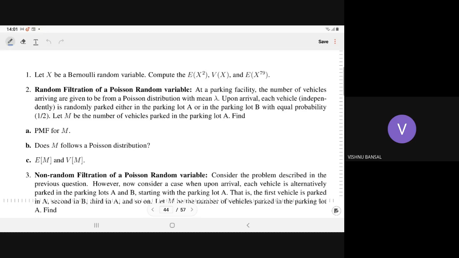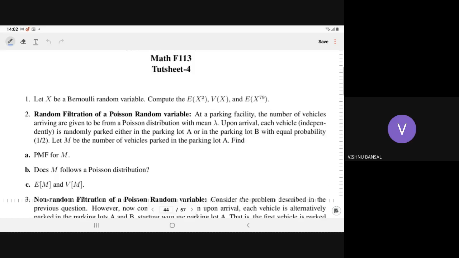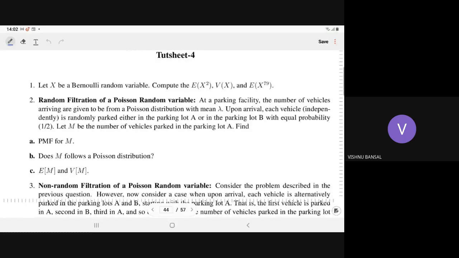So, this is the tutorial sheet 4. In the last class, we have done the tutorial sheet 3. So, this is the next tutorial sheet 4. In this, the first question is: let X be a Bernoulli random variable. Compute E[X^2], V(X), and E[X^79].